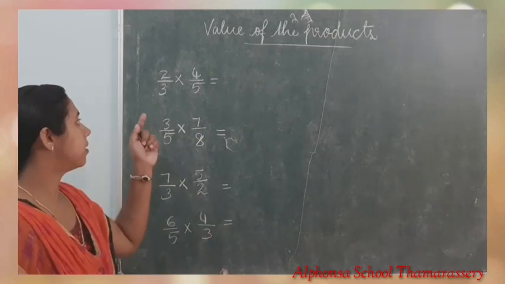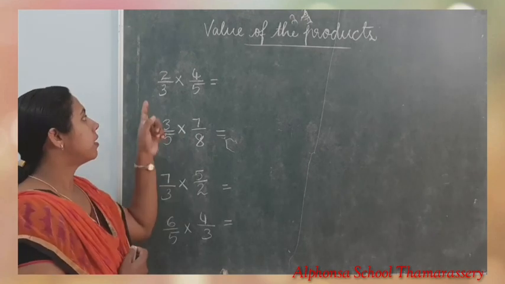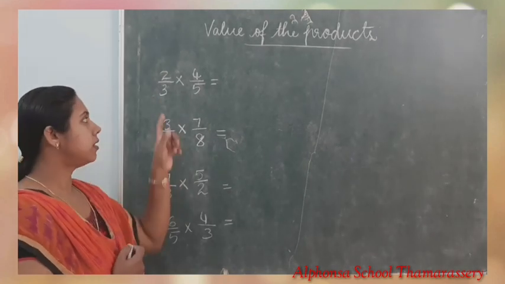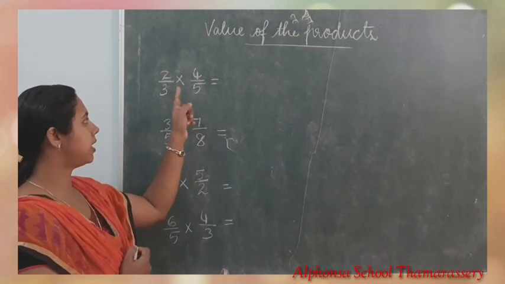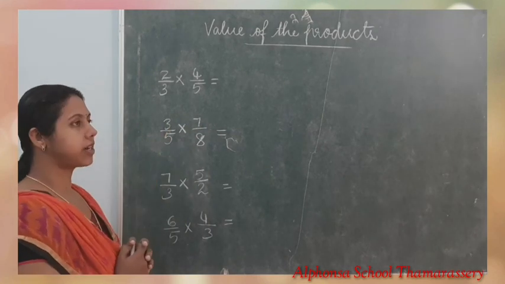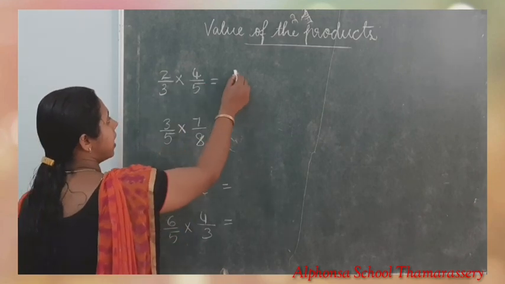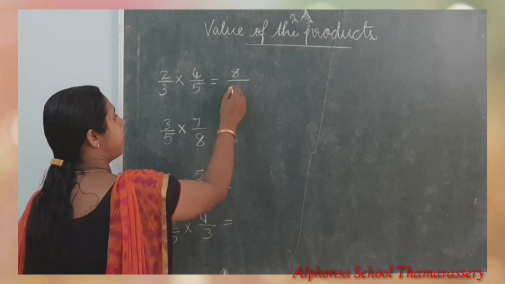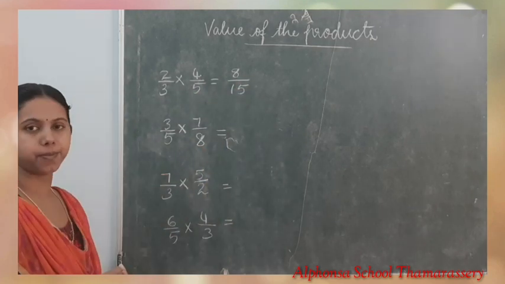See here, a few questions I wrote on the board. 2 by 3 into 4 by 5. These two are proper fractions. When you multiply these two proper fractions, you just multiply the numerators and multiply the denominators. So 2 4s are 8, divided by 3 into 5, 15. We got the answer 8 by 15.